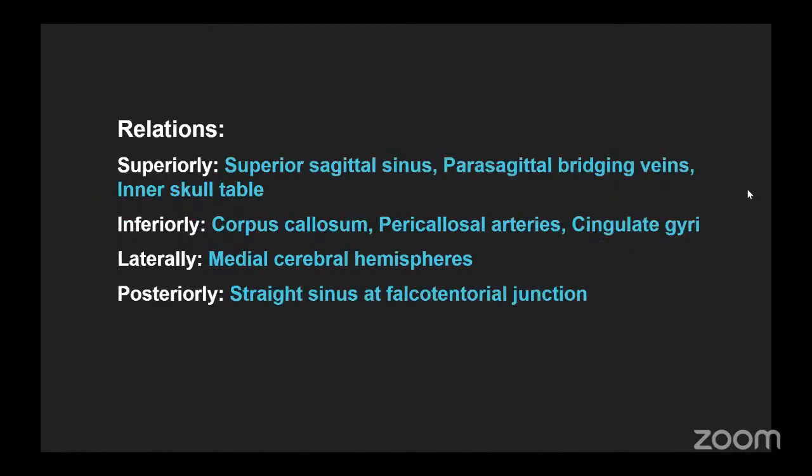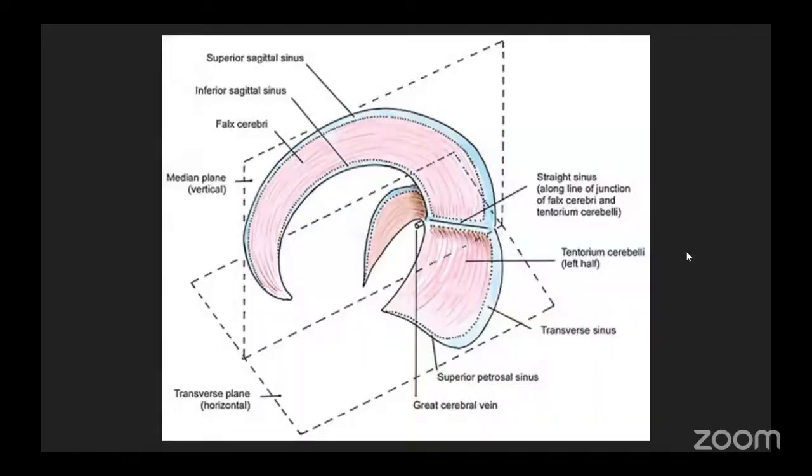Broadly speaking, the important relations are something we already know. We have the superior sagittal sinus superiorly. We have the parasagittal bridging veins on which we spent a lot of time during the parasagittal meningiomas. And then we have the inner skull table. Inferiorly, we have corpus callosum, we have pericallosal arteries, cingulate gyri. Laterally, we have both the cerebral hemispheres, specifically the medial surfaces that we have discussed, I believe, in a previous session. Posteriorly, we have the straight sinus at the falcotentorial junction. So now let's look at some of the images and start with the illustrations first.